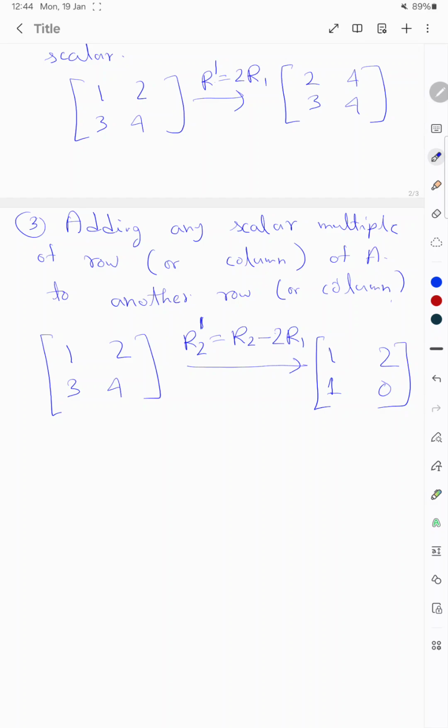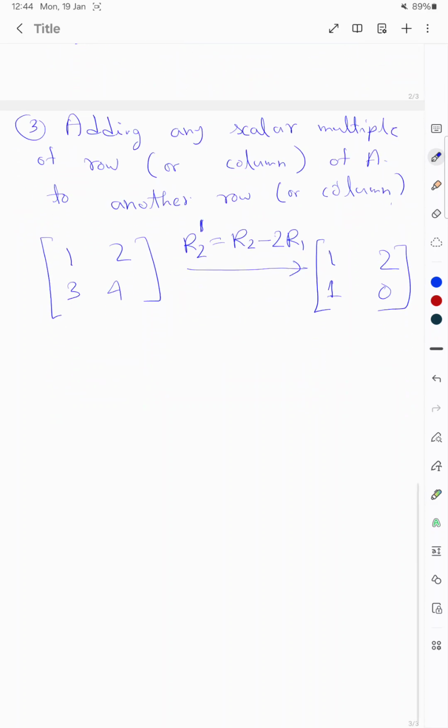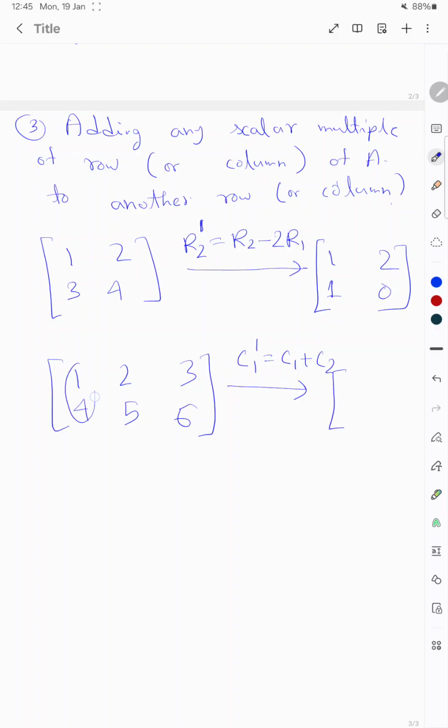Okay, similar for columns also it is possible. I am giving just a column example. Suppose you have 1 2 3 4 5 6, and you are doing C1 dash will be C1 plus C2. So column 1 will be changed by column 1 plus column 2. So it is like 3, and 1 plus 2 is 3, 4 plus 5 is 9, then 2 3 5 6 like that. Okay, so these are the three types of elementary operations.